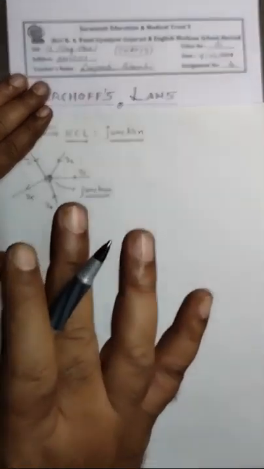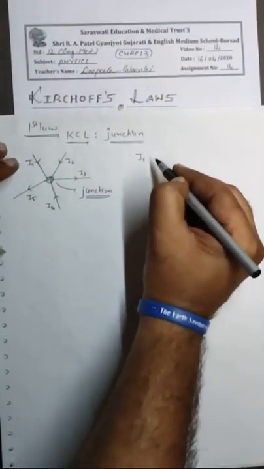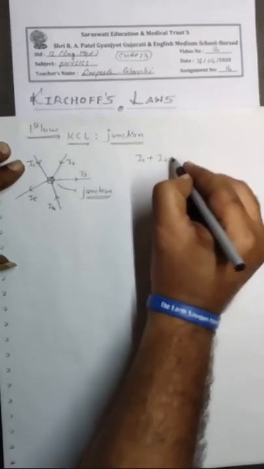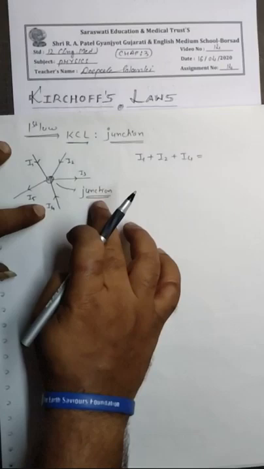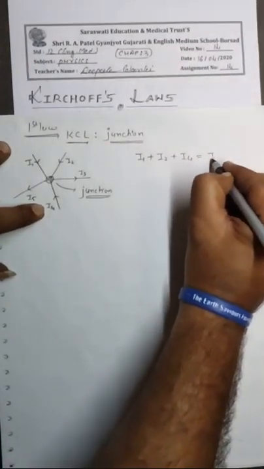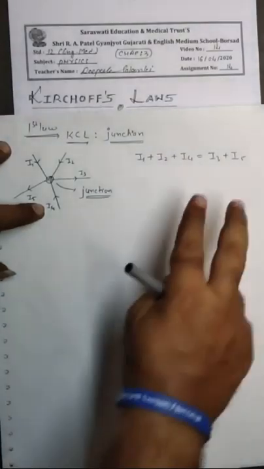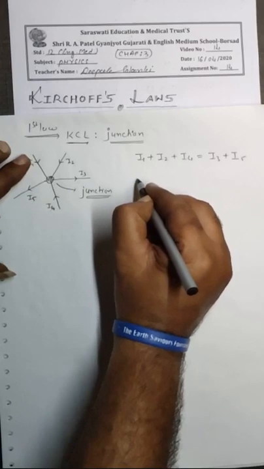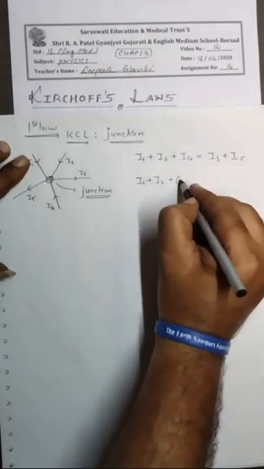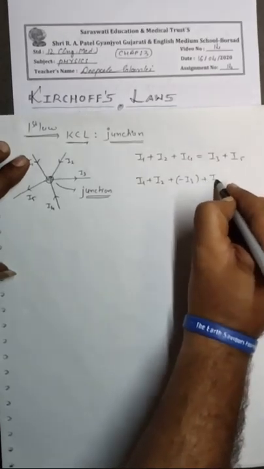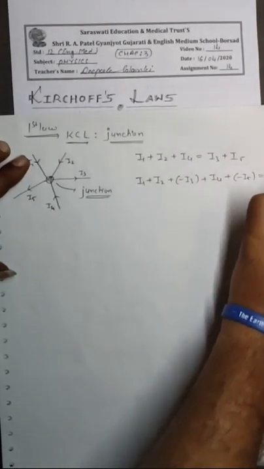So what does it mean? Let us see. From the figure, the electric currents entering are I1 plus I2 plus I4. I3 and I5 are coming out from the junction. Take these two on this side, so they become minus. So you will have I1 plus I2 minus I3 plus I4 minus I5 is equal to 0.